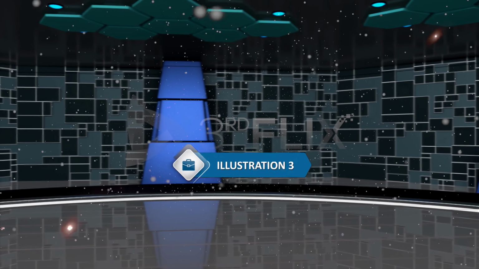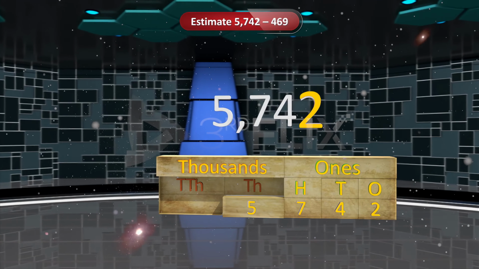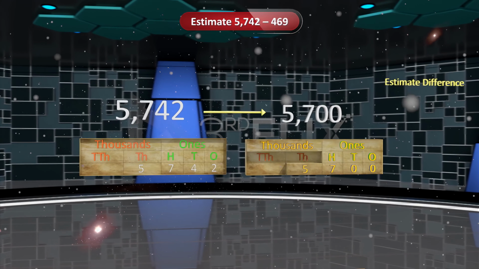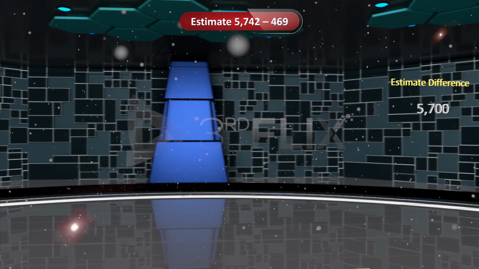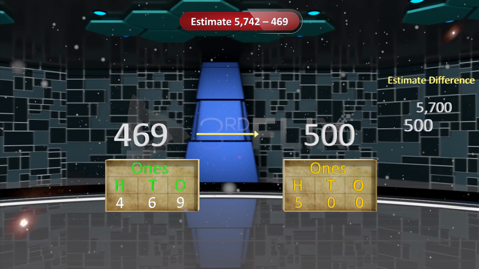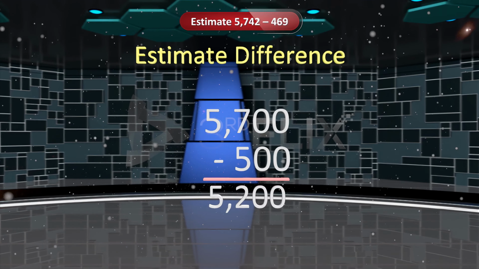Illustration 3. Estimate 5,742 minus 469. We round off to hundreds. 5,742 rounds off to 5,700. 469 rounds off to 500. The difference is 5,200.